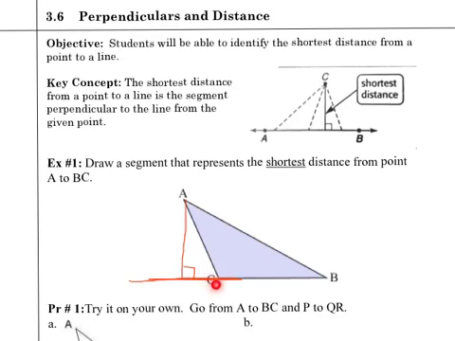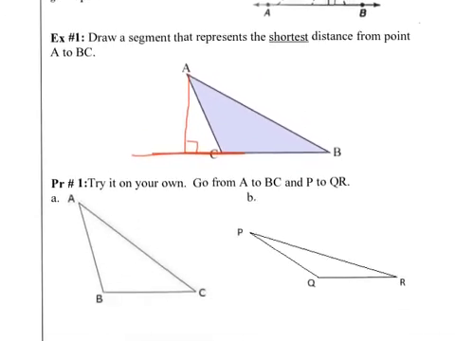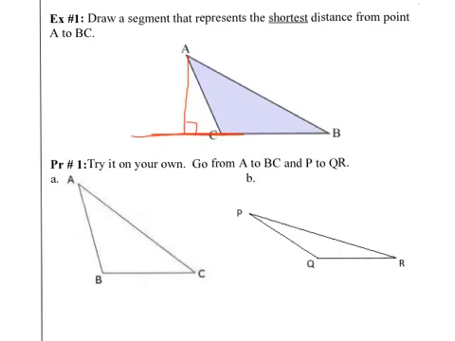Just because BC only goes from here to here, there still exists a line that goes beyond that. So BC is a segment of a line that goes on and on forever. So you can still touch the line BC, even though you can't touch the segment BC. That's how you do that. So go ahead and try these ones on your own. Pause the video and see if you can do these on your own.